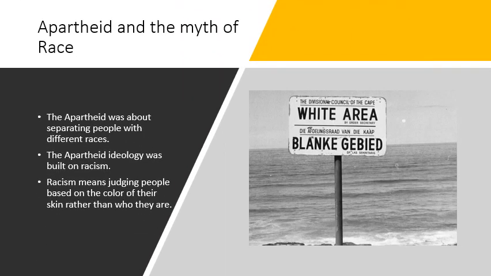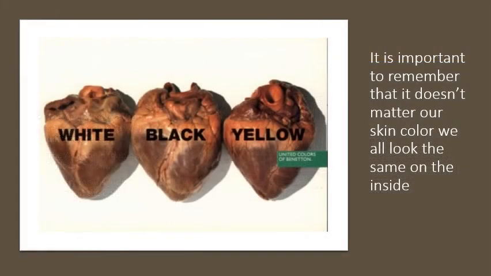Apartheid was about separating people of different races. The ideology of apartheid was built on racism, and racism means judging people by their skin color rather than who they are. It is important to remember that it doesn't matter what skin color we are, we are all the same on the inside.